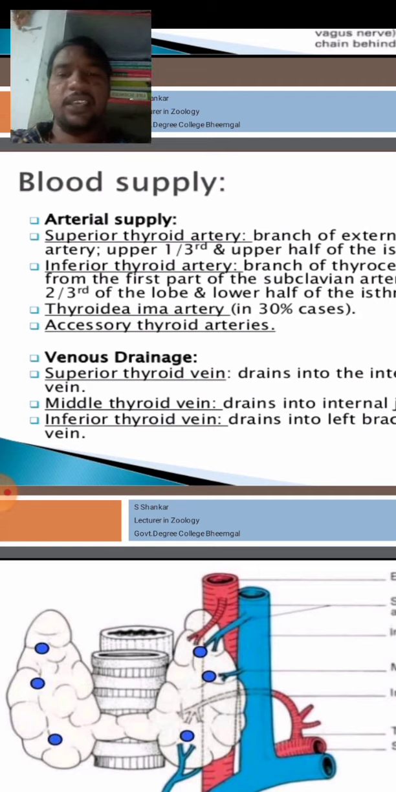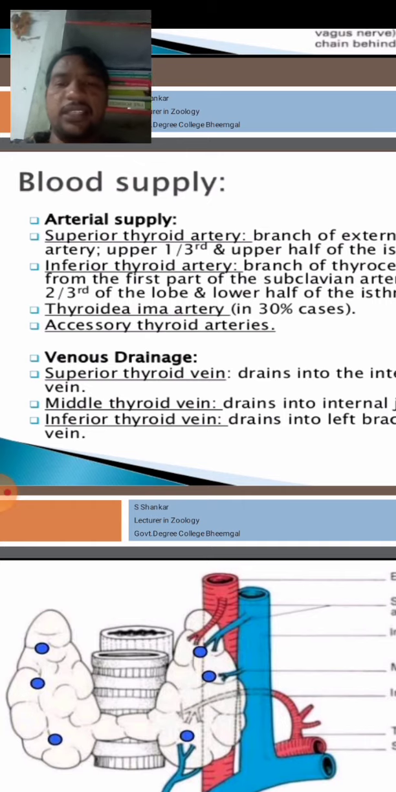Thyroidea ima artery is present in 30% of cases. Accessory thyroid arteries.